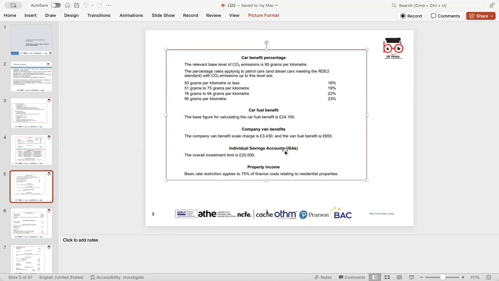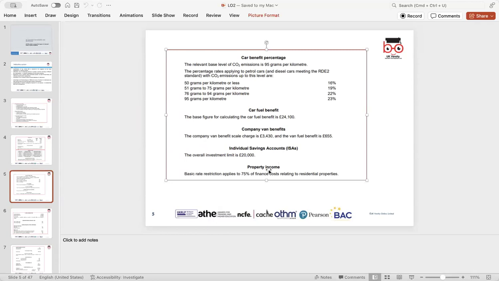ISA, or individual savings account. These are tax efficient accounts where individuals can save or invest money without paying income tax or capital gains tax on the returns. The overall investment limit for ISAs is £20,000, which means you can deposit up to this amount across different types of ISA in a tax year.